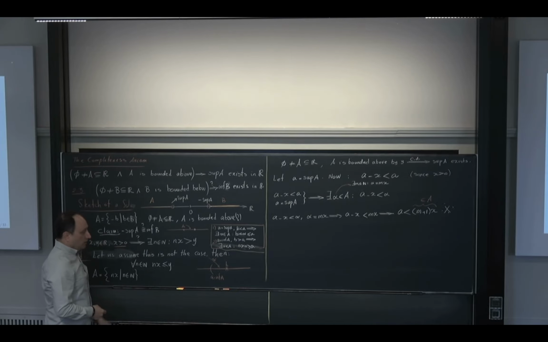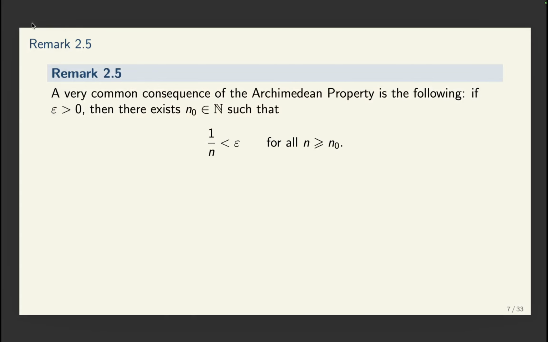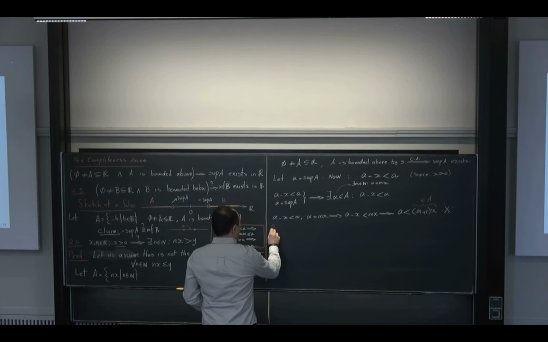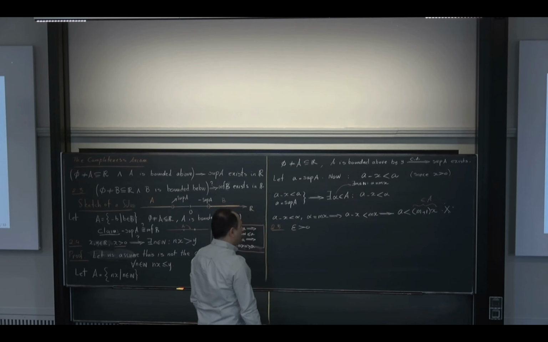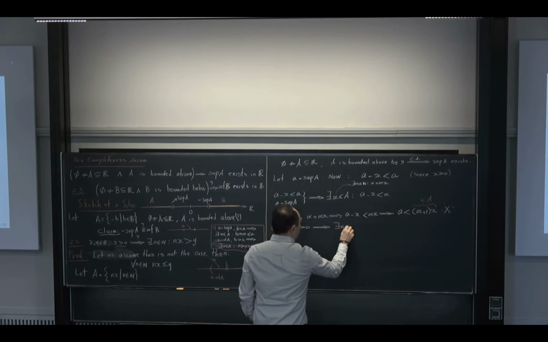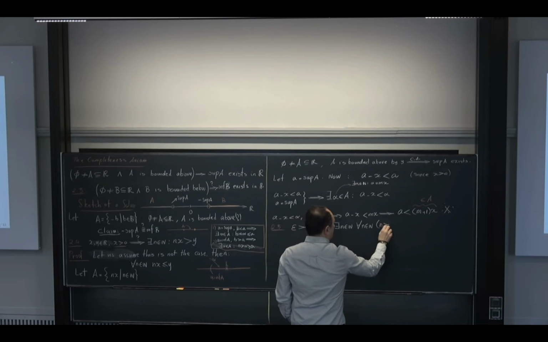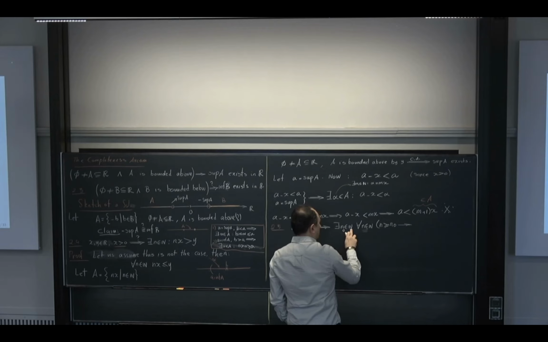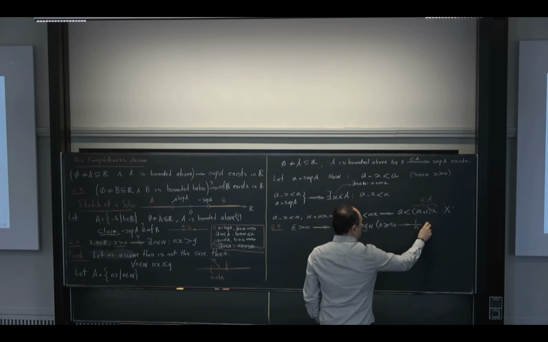So this is called the Archimedean property, and we usually use this version of it, which is very important, especially when we go to limits and things like that. So why is this true? This version, remark 2.5, is telling me that if you have a positive number epsilon, no matter how small, then there exists a natural number n naught in N so that for every n in N with n greater than n naught, 1 over n is less than epsilon.